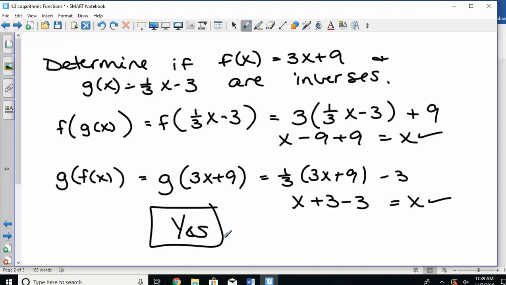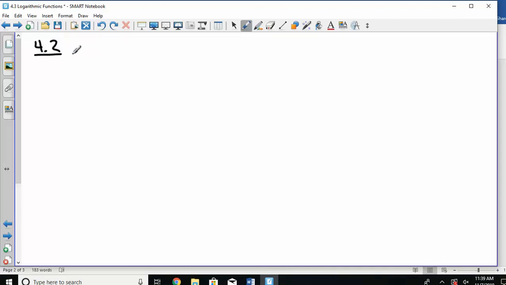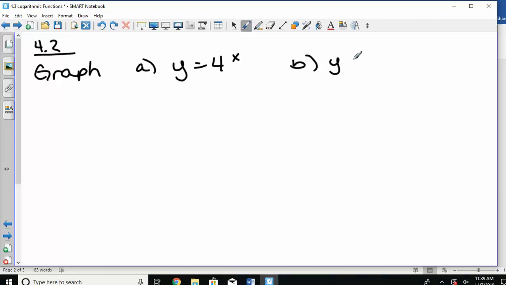Okay, that's section 4.1. Section 4.2, we talked about the exponentials. So I might ask you to graph like y equals 4 to the x power and y equals -4 to the x. Okay, we graph exponentials how? What do we have to do? T-chart. What points do we plug in?